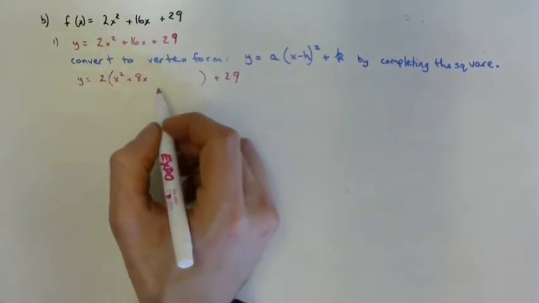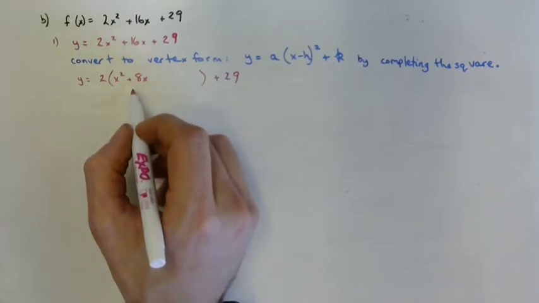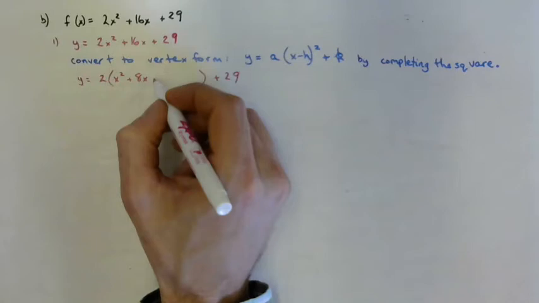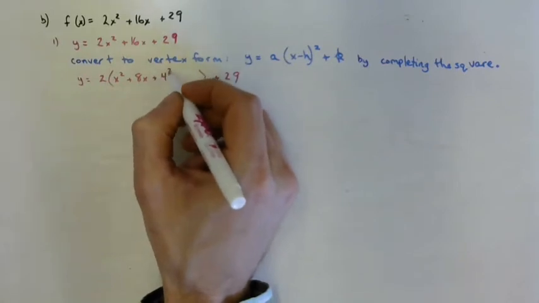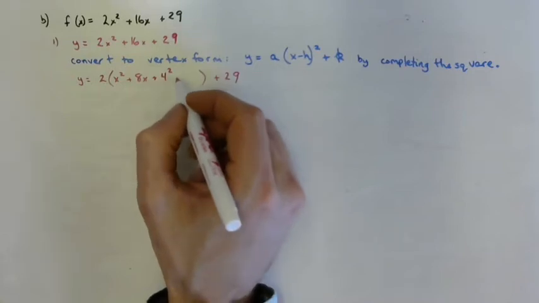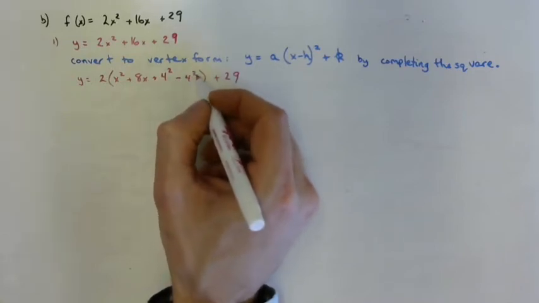How do I create a perfect square trinomial? Well, I take half of b and square it. So half of b is 4. I'm going to add 4 squared. If I add it, I've now changed the value, so I actually need to subtract 4 squared as well.